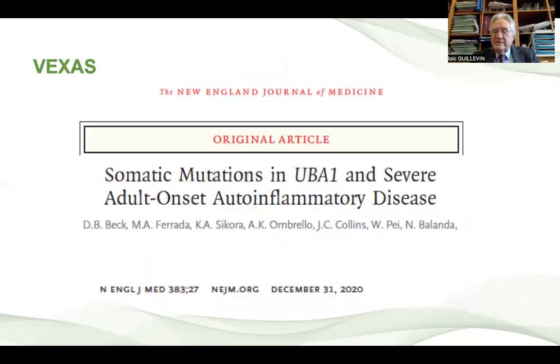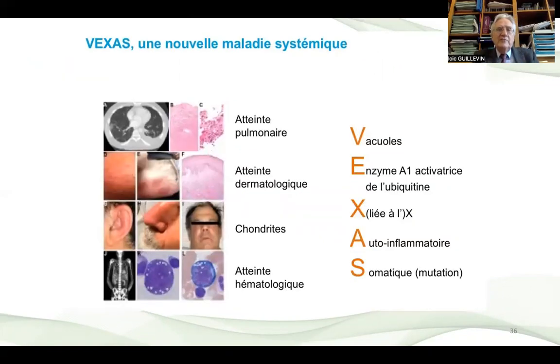The second genetic disease I would like to show you is a mutation of UBA1 and the presence of a severe adult onset autoinflammatory disease. I will go quickly to the end, and I would like to show you the name of this disease. We call this name, it is in French, but I think that it is easy to understand. VEXAS, because there are vacuoles, there is the activation of the enzyme of the ubiquitin.